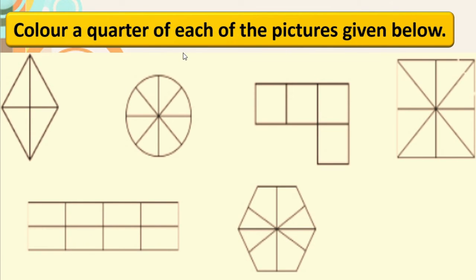Color a quarter part of each of the pictures given below. Earlier we colored half part of the pictures given, isn't it? Now we will color quarter part of each picture. See, this is the first one, it has 4 parts. Quarter part means only one part we have to color. Right?